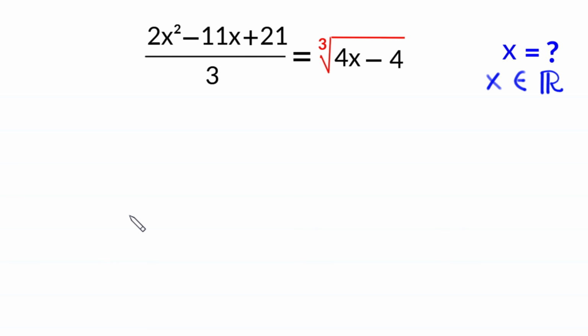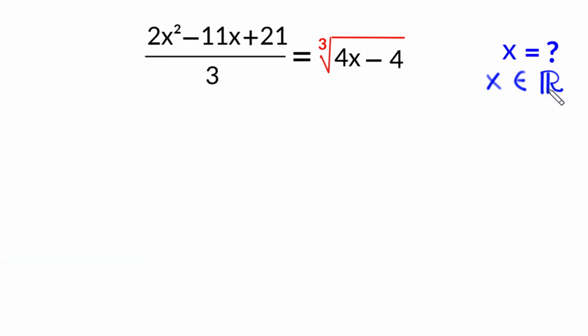Hello everyone, welcome to how to solve this very nice radical equation: (2x squared minus 11x plus 21) divided by 3 equals the cube root of 4x minus 4. Our job is to find all possible values of x such that x is a real number.